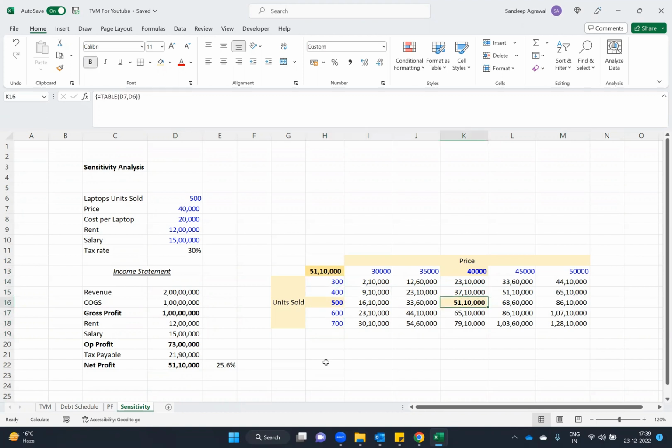And that way you can go right side, like the price increase will have a positive impact on your profit and price decrease will have a negative impact. Same way, the unit sold will have a positive impact, and if you go upwards, the unit sold will have negative impact.